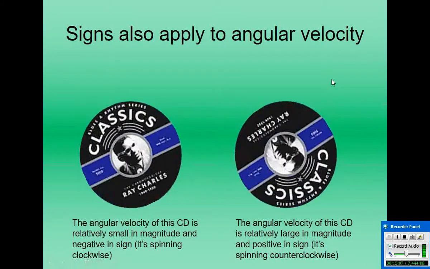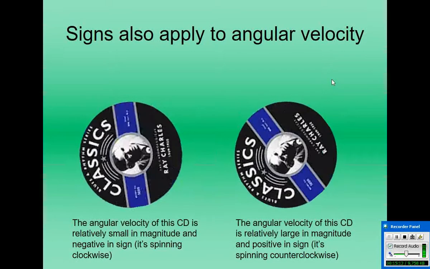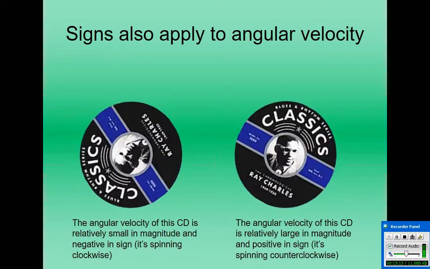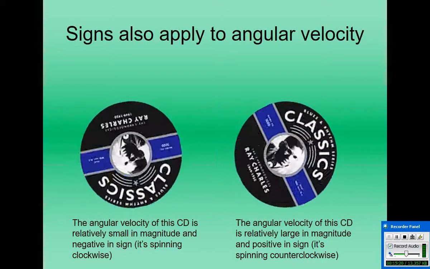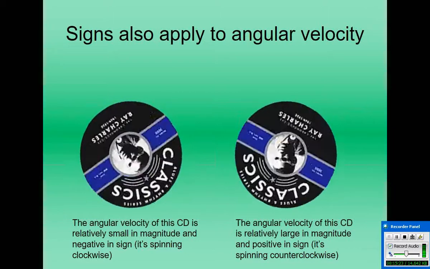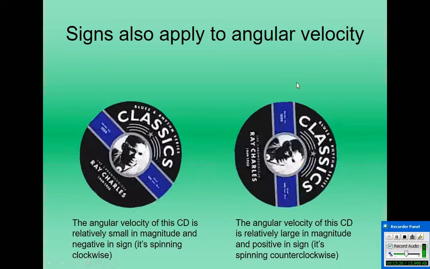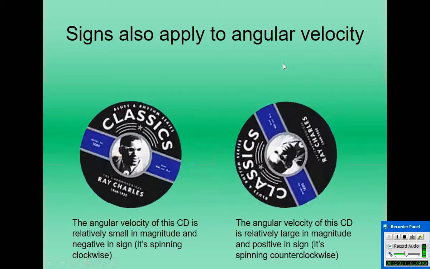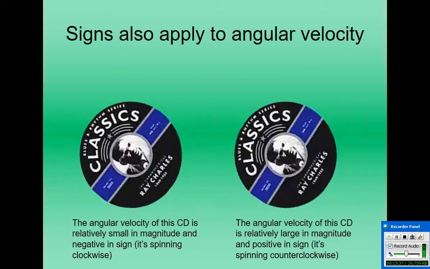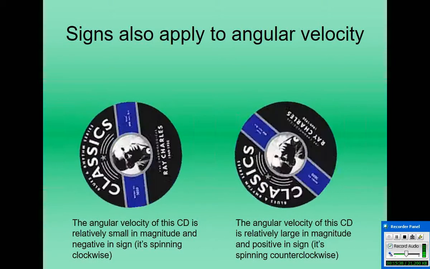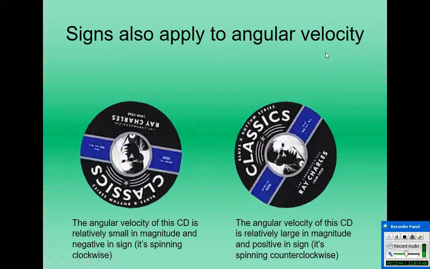Take a look at these two examples of angular velocity in action. Note that the Ray Charles CD on the left is rotating clockwise and relatively slowly. The angular velocity is small and negative. The same Ray Charles CD on the right is rotating counterclockwise and relatively rapidly. The counterclockwise motion means it's positive, and the angular velocity is relatively large in magnitude. So angular velocity on the left is negative, angular velocity on the right is positive.